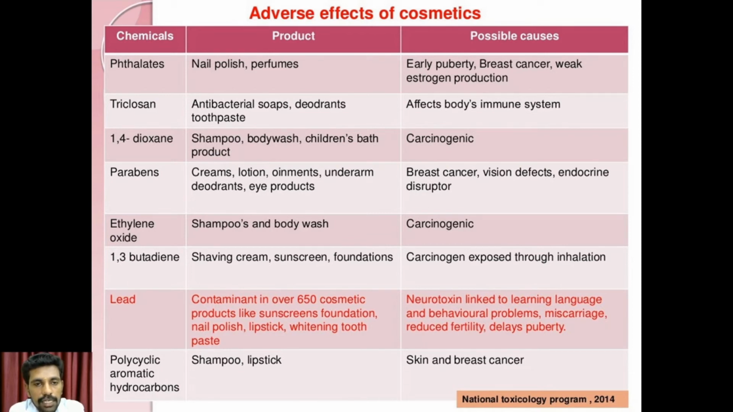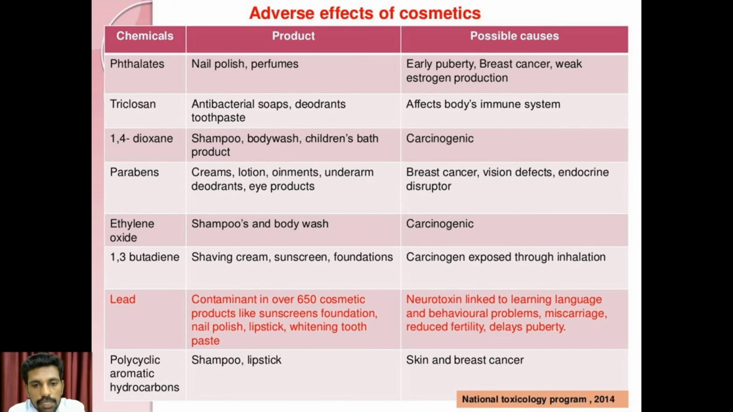Phthalates, which are present in nail polish and perfumes, can possibly cause early pituitary problems, precancer, and weak estrogen production. Triclosan is needed to prepare antibacterial soaps, deodorants, toothpaste, etc. It's possible to affect the body's immune system. 1,4-dioxane is present in shampoo, body wash, children's bath products, etc. It affects the skin and also causes cancers. Parabens are present in creams, lotions, ointments, underarm deodorants, eye products. They dangerously affect the body and cause precancer, vision defects, and endocrine disruption.